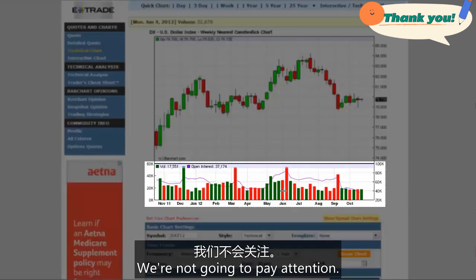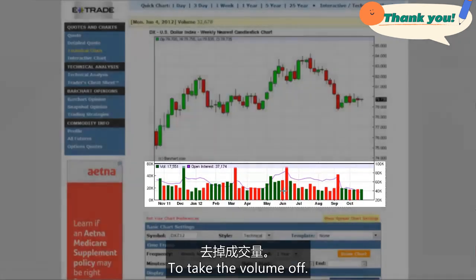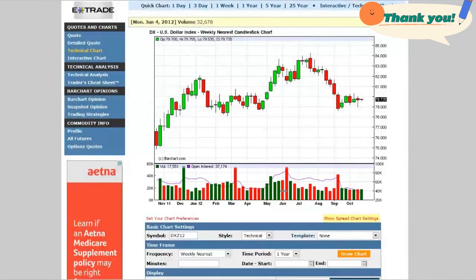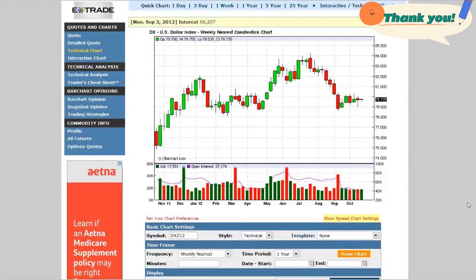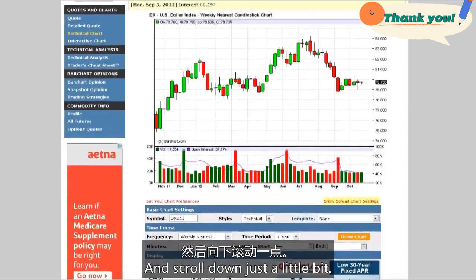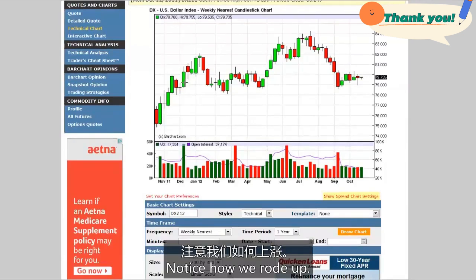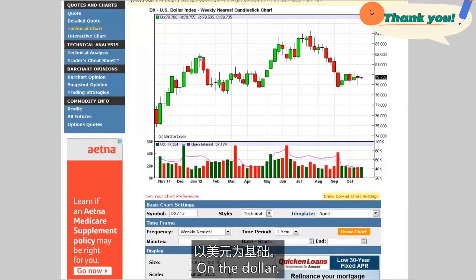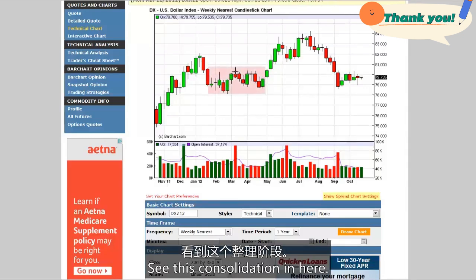Okay, we're not really going to pay attention to the volume, but there's just no way for me to take the volume off and leave just the open interest, so we have to look past these vertical lines and pay attention to the purple line in here. Okay, so let's scroll down just a little bit. Notice how we rode up in price here on the dollar, and then we went into a consolidation after a small retracement.